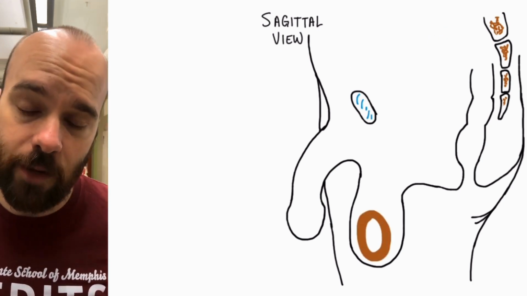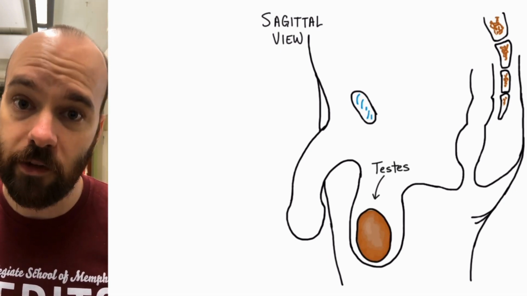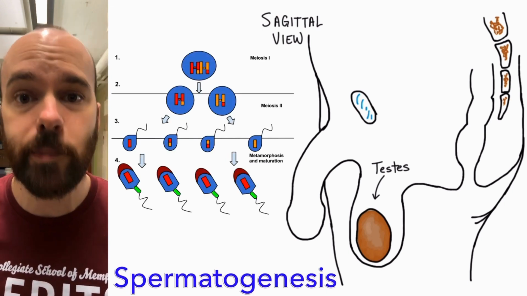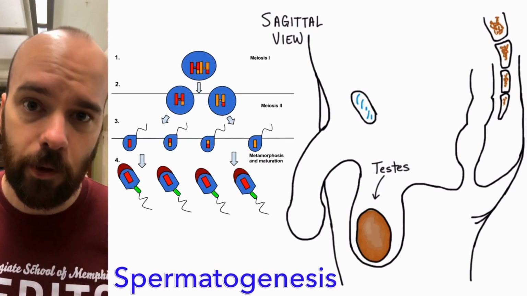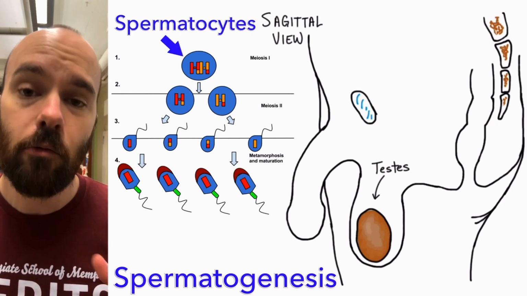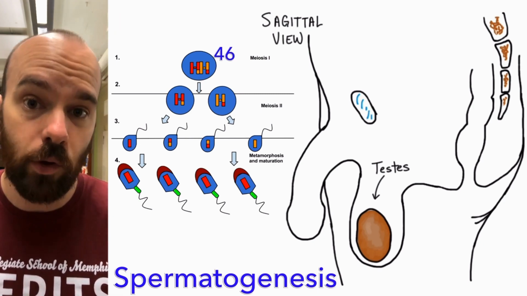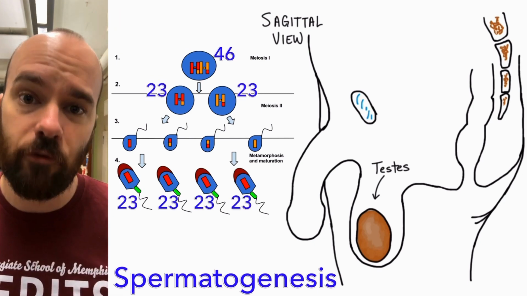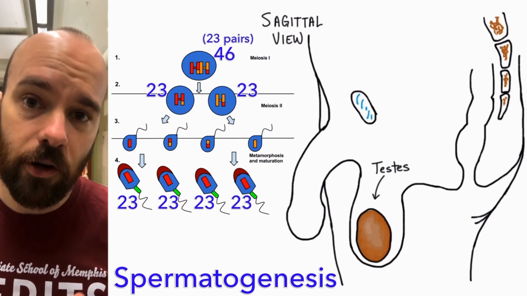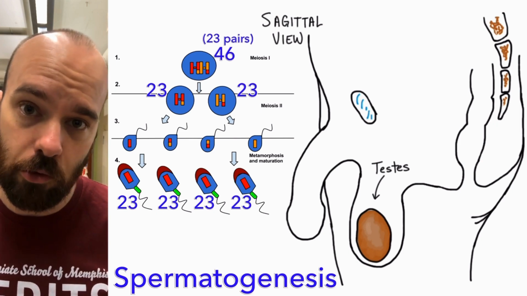The first structure we'll talk about are the testes. The testes are the primary sex organ in the male reproductive system, and they're the site of spermatogenesis, or the creation of sperm cells. Before they technically become sperm cells, these cells called spermatocytes will undergo meiosis, which is going to reduce their number of chromosomes from the normal 46 down to 23. Most of the cells in the human body have 46 chromosomes, or 23 pairs of chromosomes. But after undergoing the process of meiosis, that number is reduced down to 23 individual chromosomes.